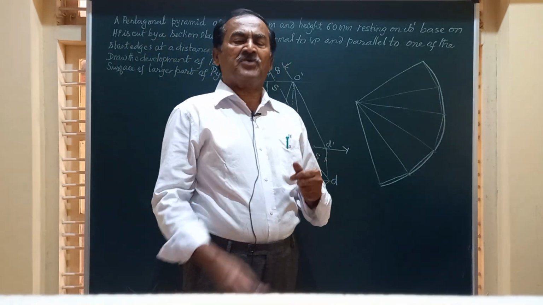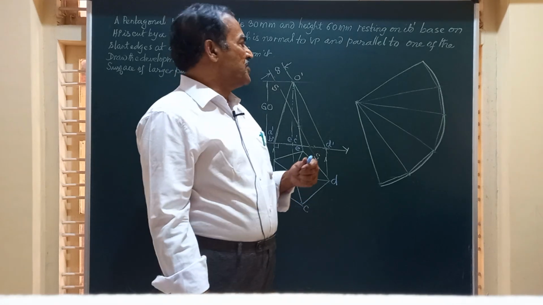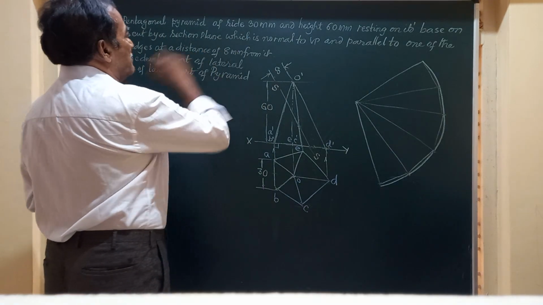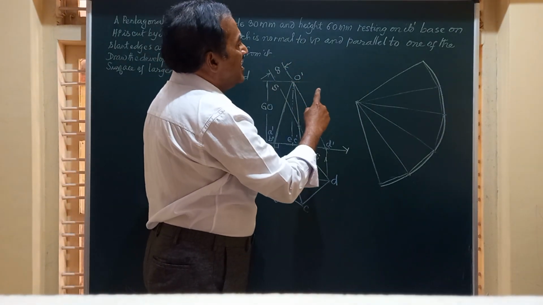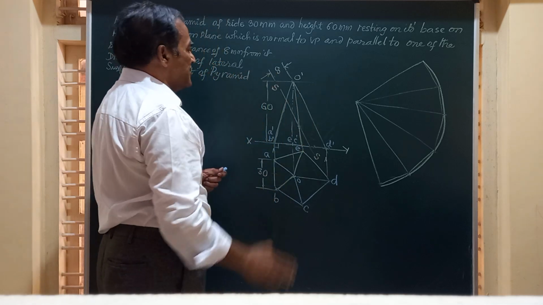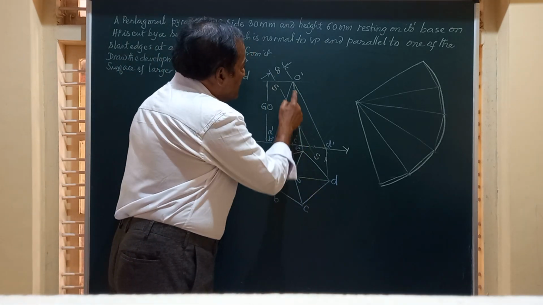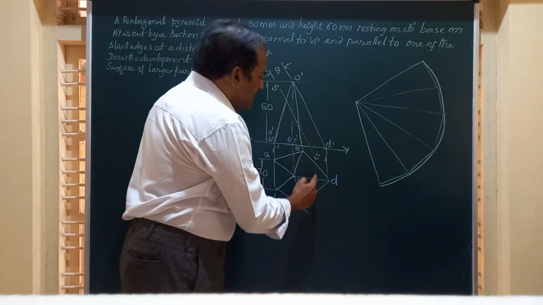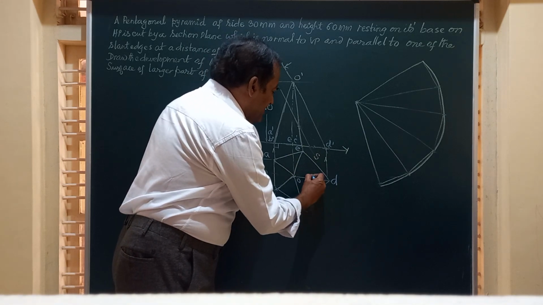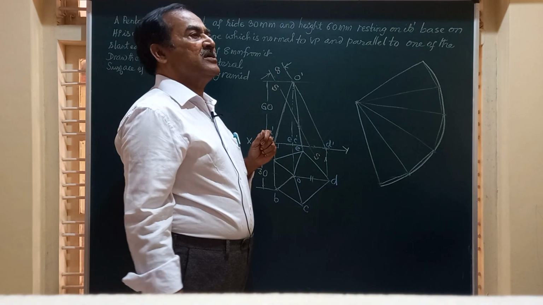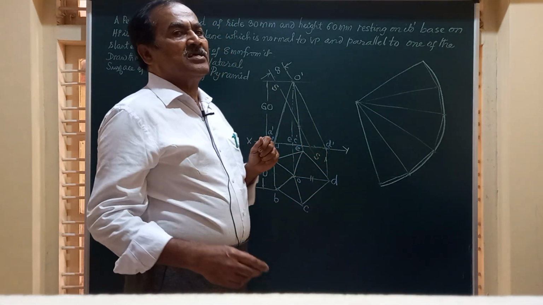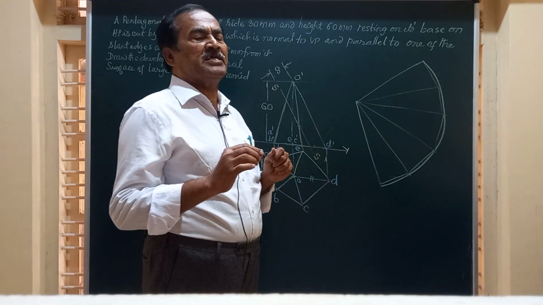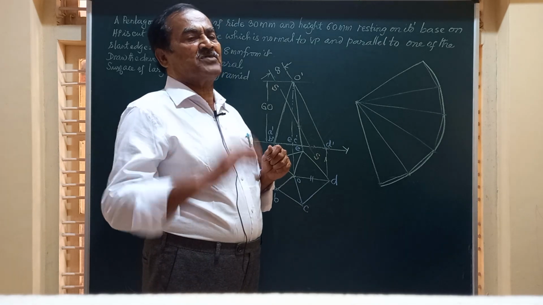Now, after obtaining the front view and top view of the pyramid, we need to draw the section plane. So, in the question it says, it is cut by a section plane which is normal to VP and parallel to one of the slant edges. If you observe the front view, O dash D dash represents one of the slant edges, and the corresponding top view is OD, and this OD is parallel to XY. Hence, O dash D dash represents the true length of this slant edge. Remember, for the development of any solid, we need to have the true length of the slant edges.